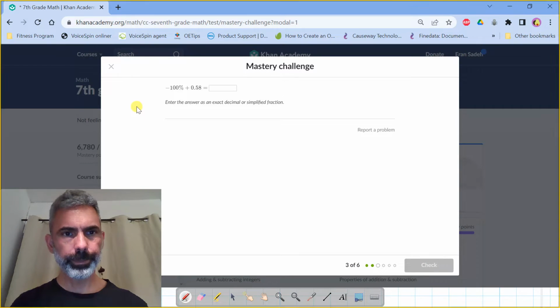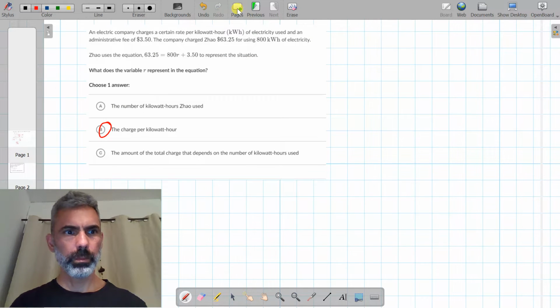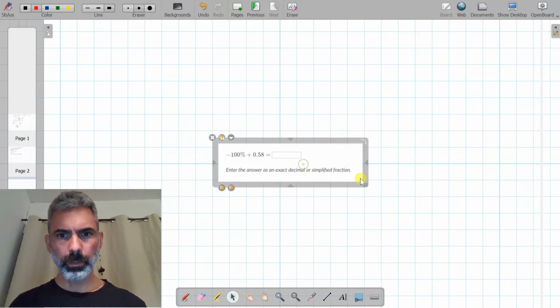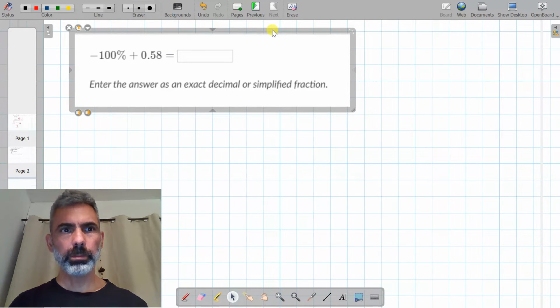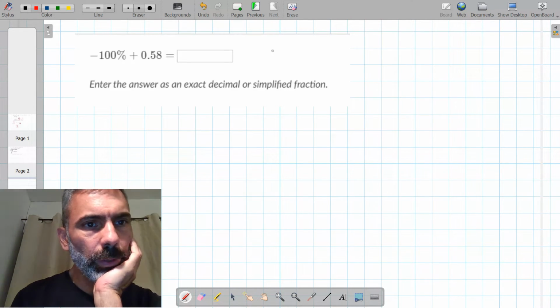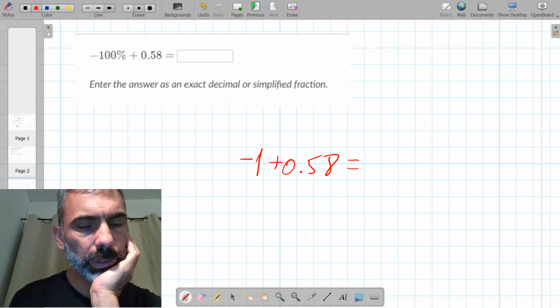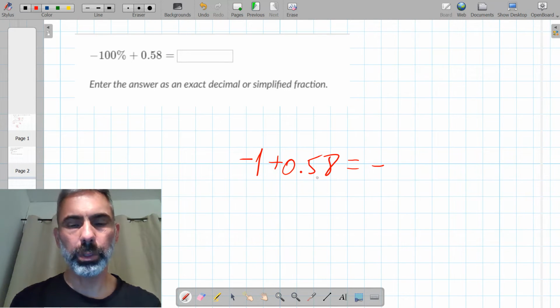Next question. Minus 100% plus 0.58 equals, okay, so minus 100% is the same as minus 1 plus 0.58 equals, okay, so one number is negative, the other is positive. So the answer is the difference between the two numbers, and the answer is negative because the negative number is greater than the positive one.